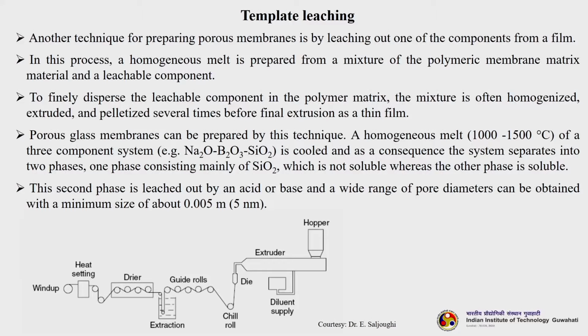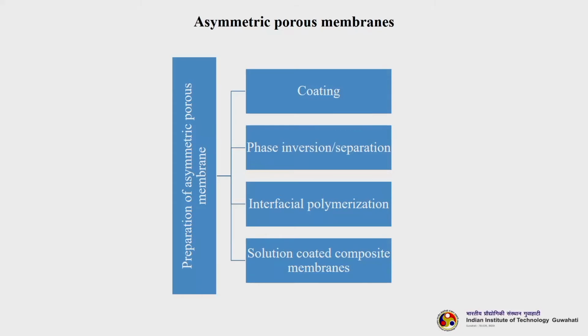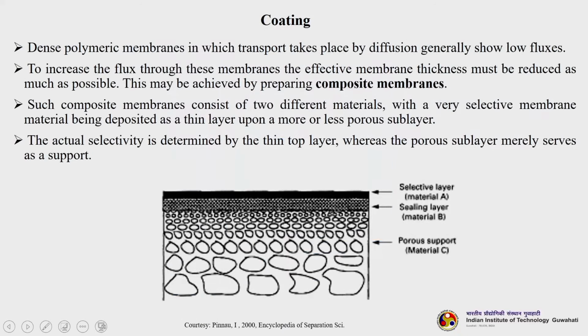But anyway, once this leaching process is over, the film will be subjected to certain washing techniques, or you can put it in some bath in which, using some solvent or non-solvent, you can wash out the loosely adhered particles which are there inside the pores. Basically, you are cleaning the pores. So, the next one is asymmetric porous membranes. Under this we will discuss various processes such as coating, phase inversion separation, interfacial polymerization and solution coated composite membranes. Today we will restrict our discussion to coating and phase inversion. The next methods we will discuss in our next lecture.